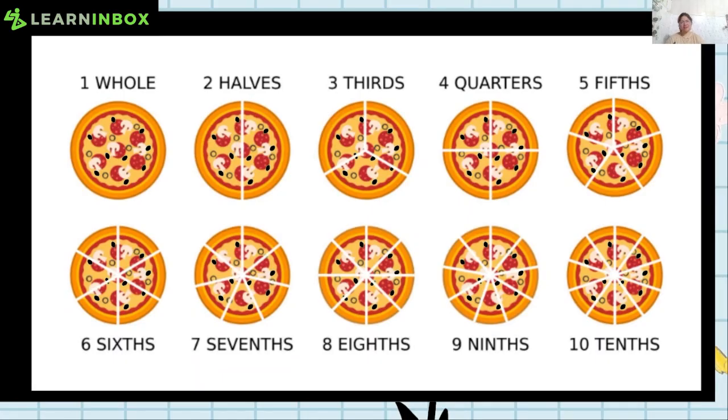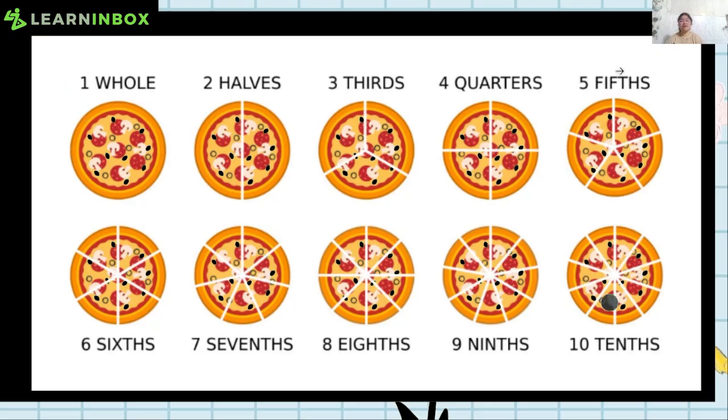Here is the first picture of a pizza. In this first picture, as you can see, this is the whole pizza. In the second one, it is divided into two. In the third, it is divided into three, and similarly, it is divided up to 10. So this whole pizza is divided into 10 equal parts, right?